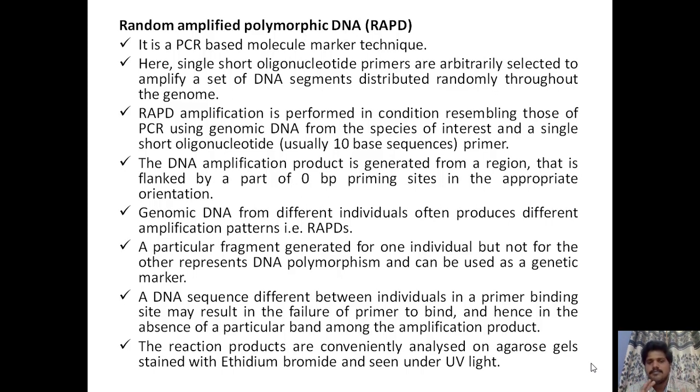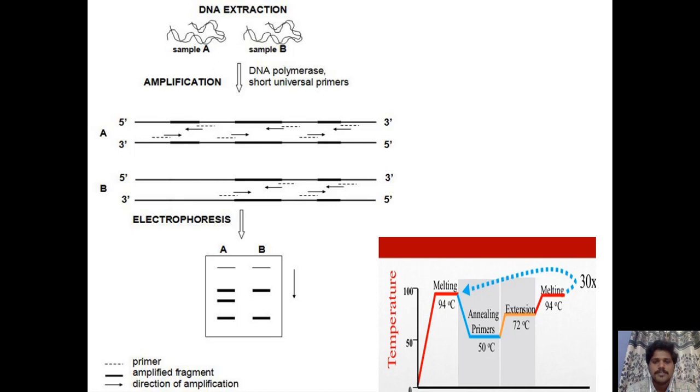A DNA sequence difference between individuals in a primer binding site may result in failure of the primer to bind, and hence the absence of the particular band among the amplification products. So, this is how presence and absence of the bands occur. The reaction products are conveniently analyzed on agarose gels, which are stained with ethidium bromide and seen under UV light. So this is the stepwise procedure.